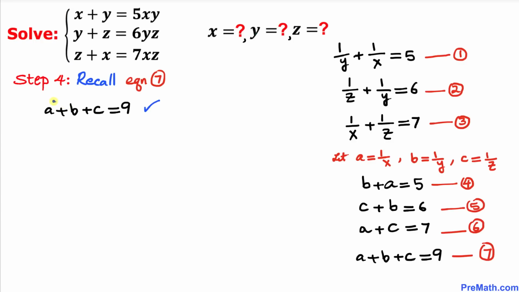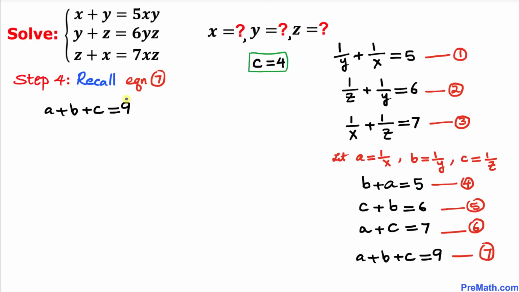Now let's focus on this a plus b. And we know that a plus b equals 5 from this equation 4. So I'm going to replace this a plus b by 5. So therefore, this could be written as 5 plus c equals 9. Let's go ahead and subtract both sides by 5. This is gone. So our c value turns out to be 4.